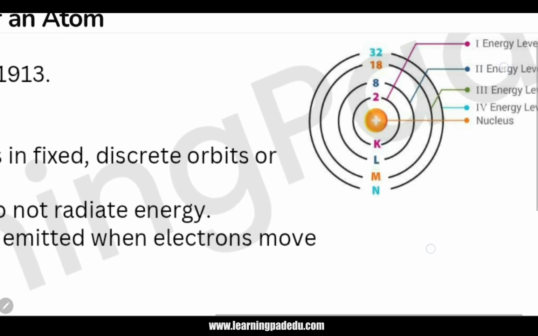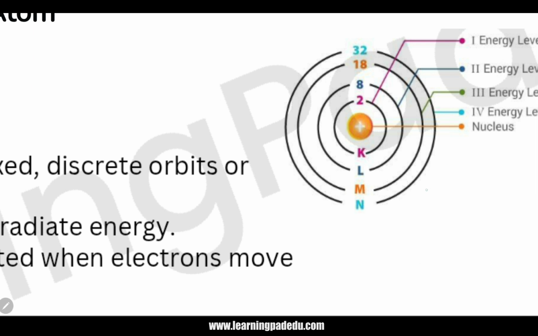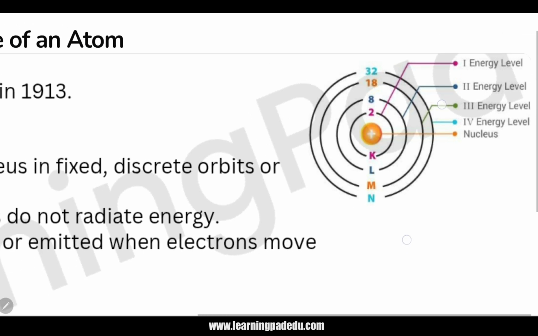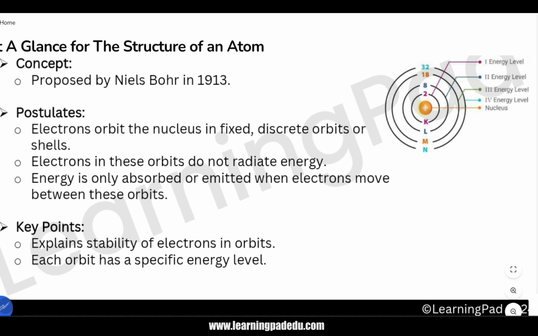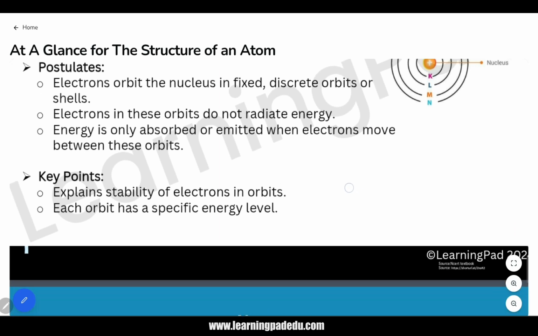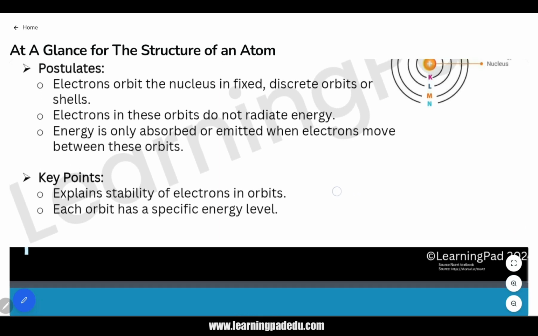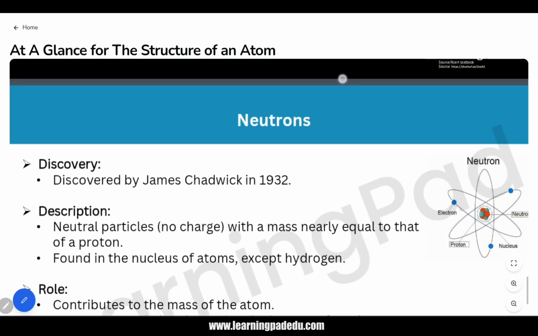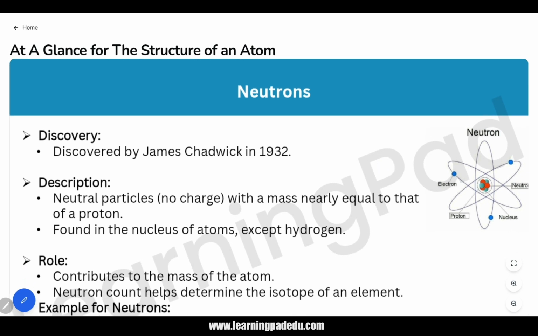You can see here in this picture, you can see K, L, M, N shells. Okay, these are the shells, or you can say these shells are otherwise called discrete orbits. Then, electrons in these orbits do not radiate energy. Energy is only absorbed or emitted when electrons move between these orbits. Key points of this postulate: it explains the stability of electrons in orbits, and each orbit has a specific energy level.